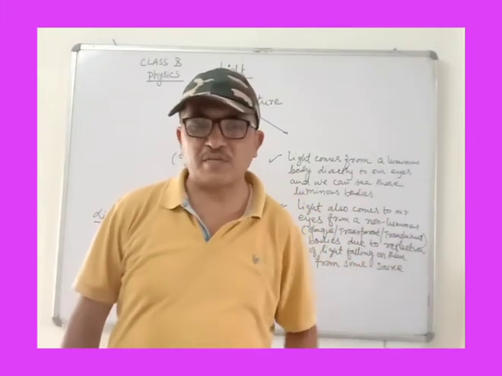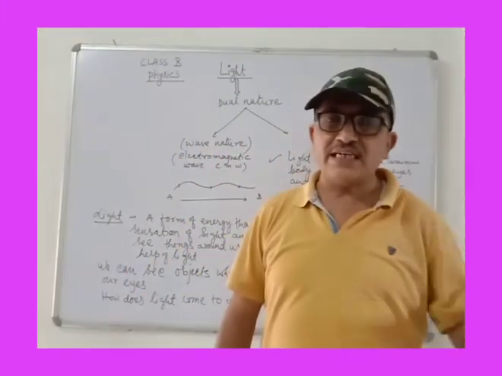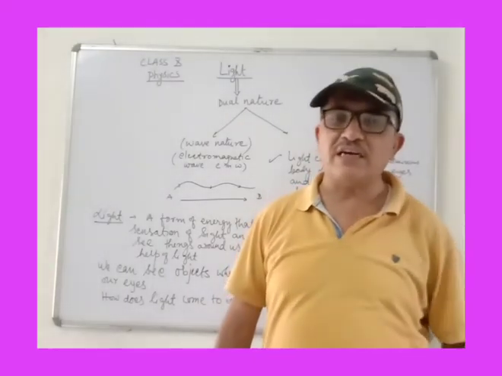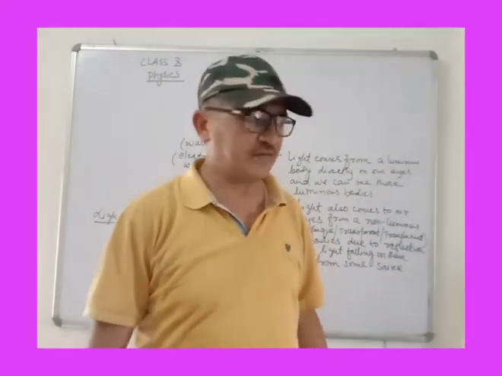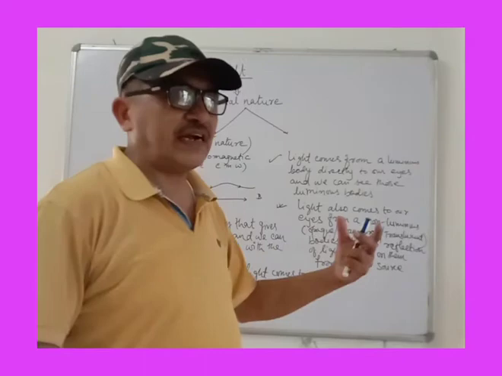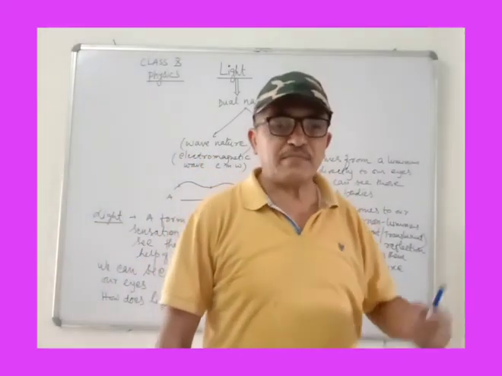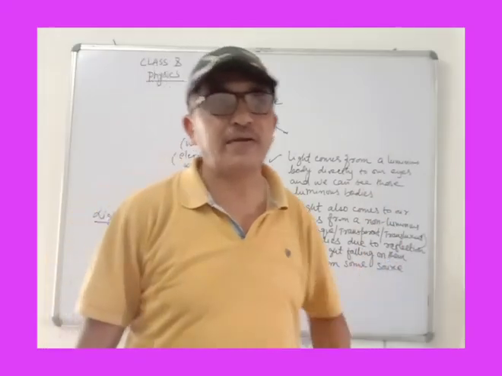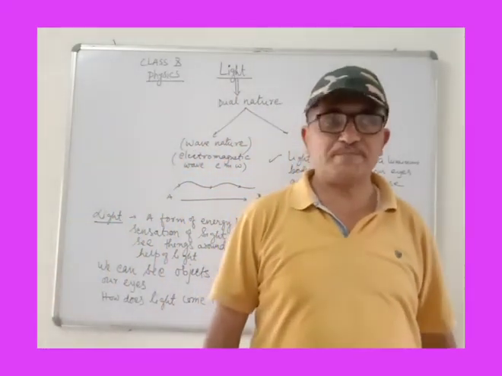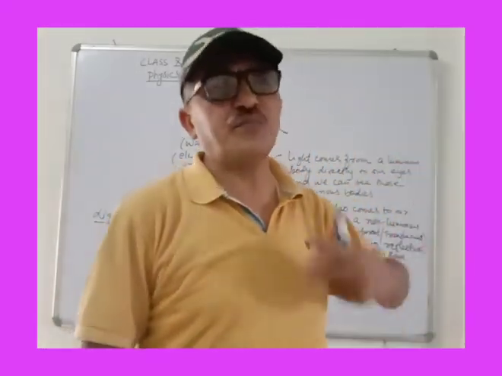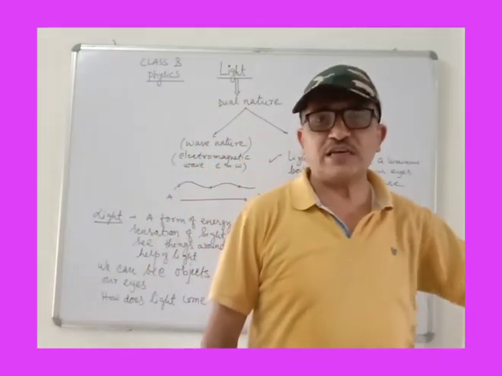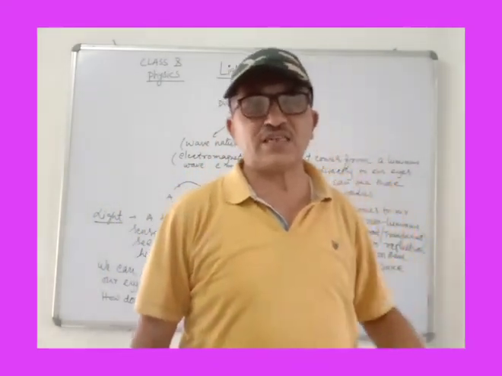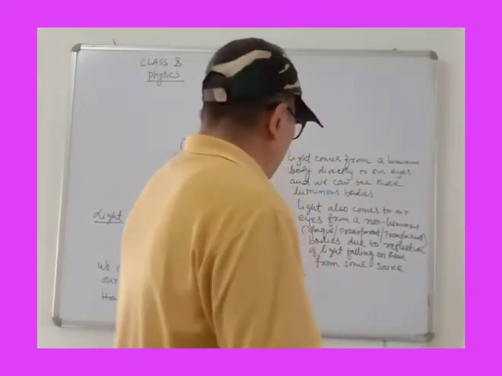And for your kind information, image is formed in the retina of eye. And from the retina, electrical signals are formed, and then that reaches to the brain, and brain can interpret, and then with the help of brain we can see the objects. But we will not go beyond to that extent when we study about the reflection of light.